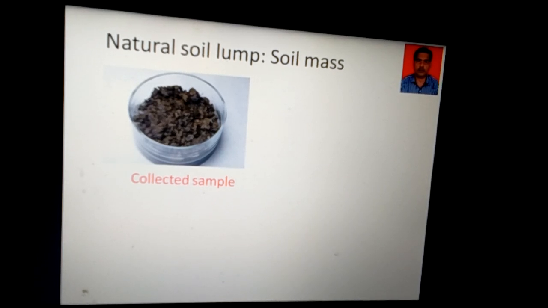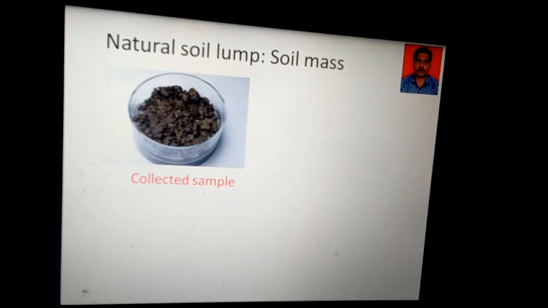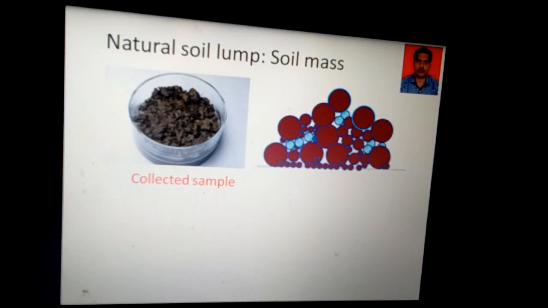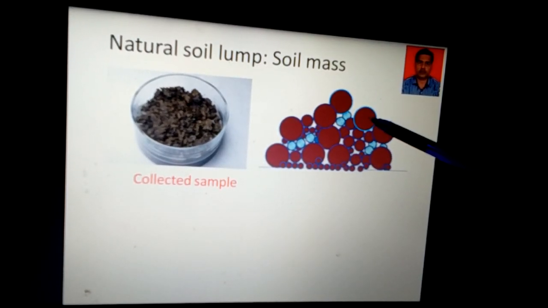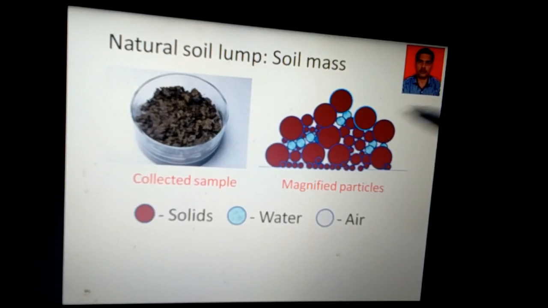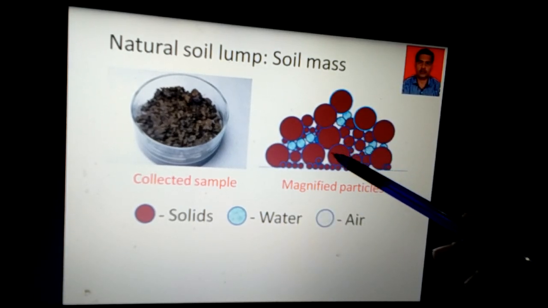Now to better understand the soil particles in the container, the lump has been magnified, and you can see here a magnified lump of soil where the solid particles are shown in deep brown color in various sizes, and between the particles there are so many voids. In between the voids there are some water molecules also. You can see here the water molecules shown in light blue color, and some voids between the particles are also empty, where the air is filled up.